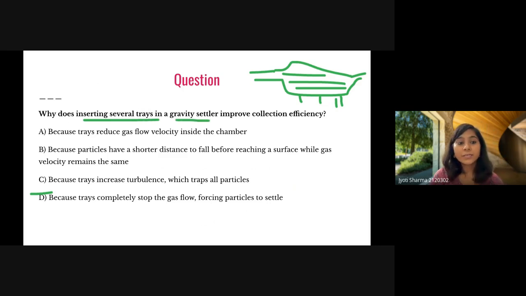We have four options here. Because trays reduce gas flow velocity inside the chamber; because particles have a shorter distance to fall before reaching a surface while gas velocity remains the same; because trays increase turbulence which traps all particles; because trays completely stop the gas flow, forcing particles to settle.